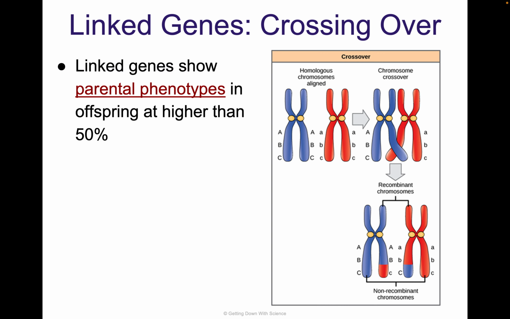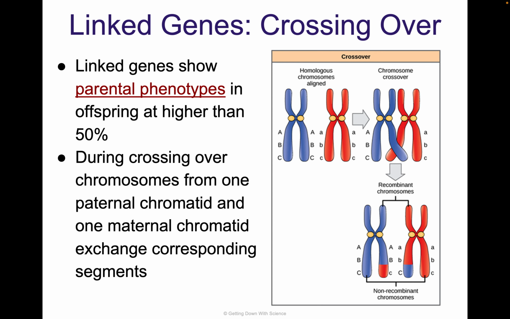So here's kind of how it looks. Linked genes typically show parental phenotypes in offspring at a higher than 50% rate. During crossing over, chromosomes from one paternal chromatid and one maternal chromatid exchange corresponding segments. So you can imagine if there is a gene that hangs out right here on this chromosome and another gene right next to it, it's most likely going to be crossed over together, right? Because they're very close. But these genes, while they cross over together, will assort independently from this gene up here. See how they're further away. We only cross over this one segment down here. So the closer they are, the more chances they are of being linked. Boom, right there.